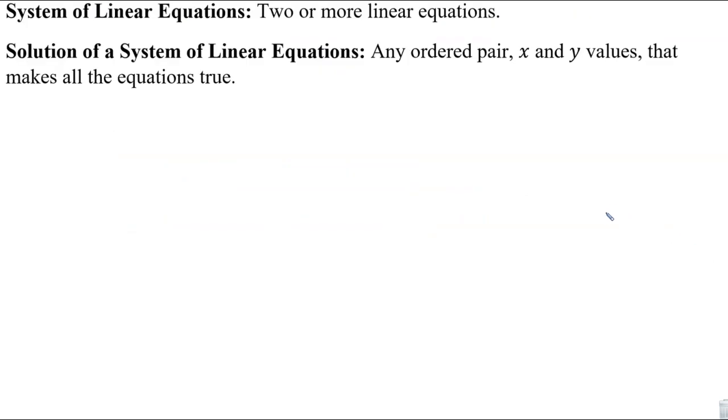Alright, so just giving you the definitions of what we just talked about. We're talking about systems of linear equations here, and that's just two or more linear equations. And a solution of a system of linear equations is just any ordered pair, x and y values, or we could think of c and m like we just looked at, that make all the equations true.